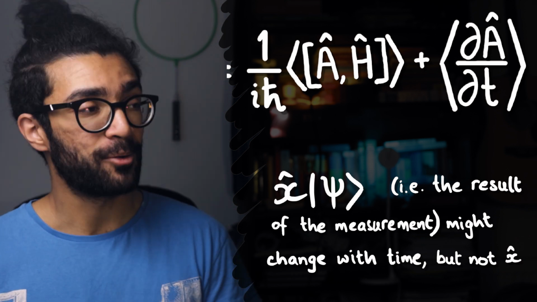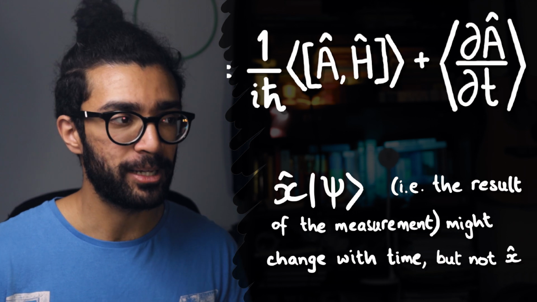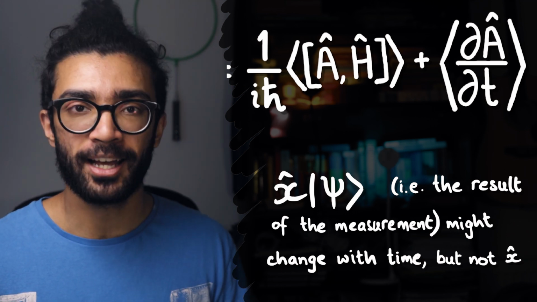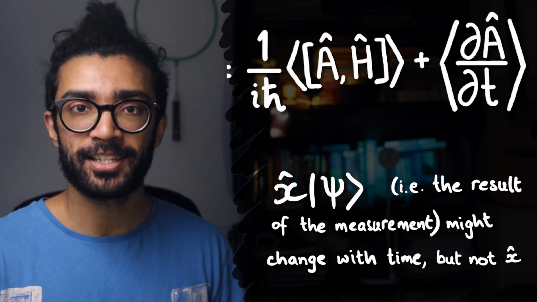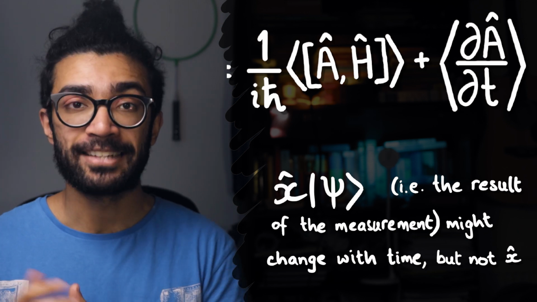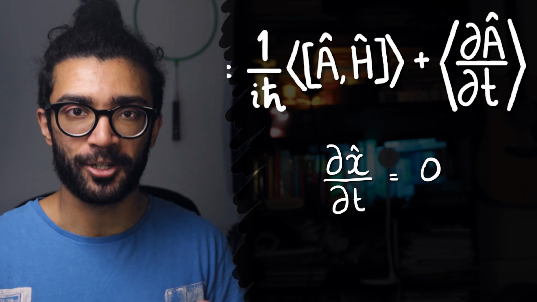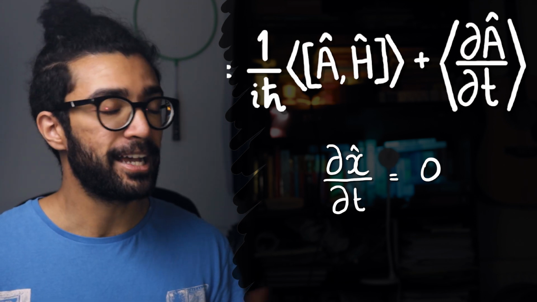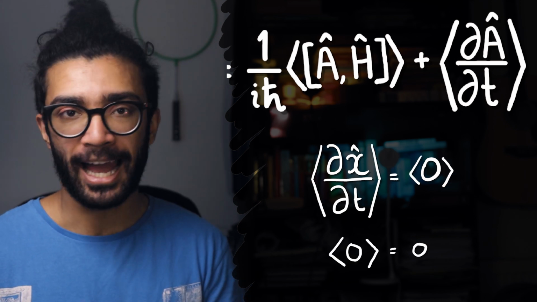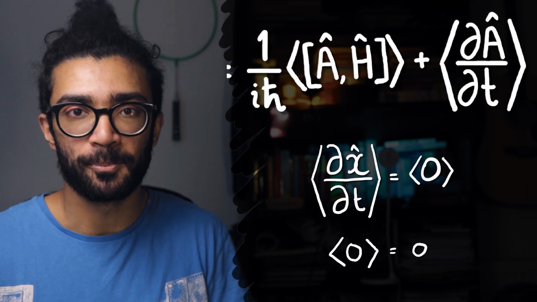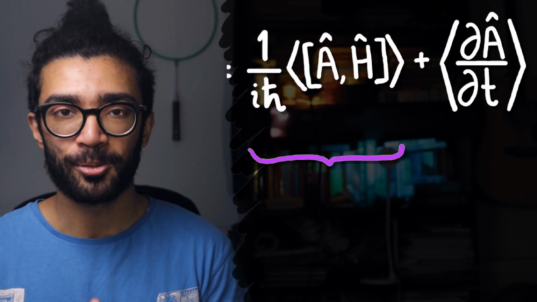What I mean by that is that we can get different results when we make measurements on our system at different times. But the process of measuring itself does not change with time, and hence the operator itself does not change with time, which means the rate of change of our operator is 0. And the expectation value of 0, or the average of 0, is 0.